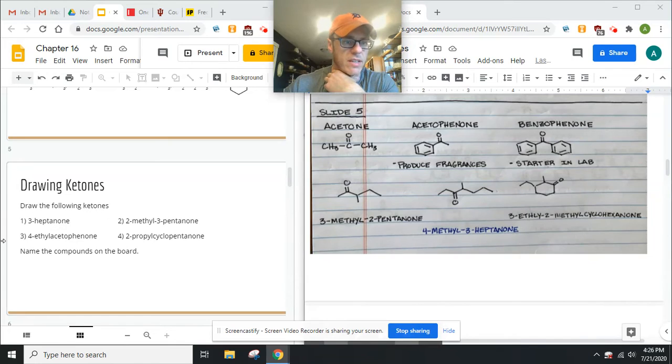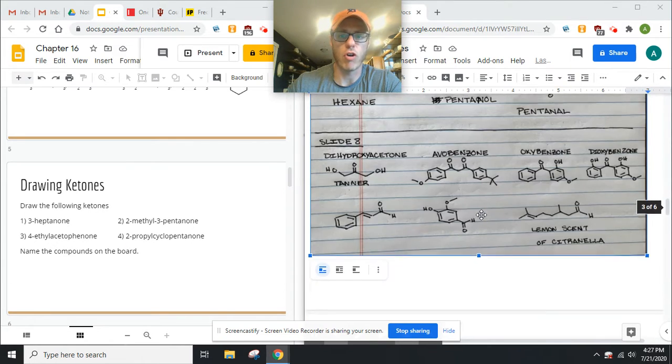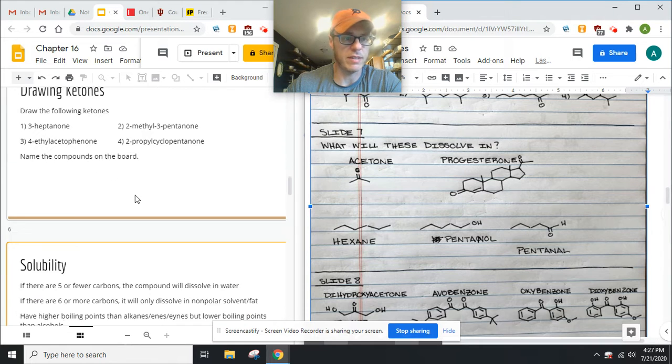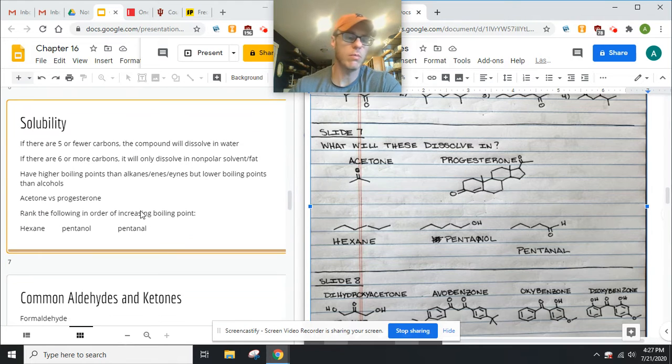All right, guys, for slide 6, you can see that there's 4 here that I've named. Those are drawing practice, so I'm gonna kind of zoom by those on the notes, and there's some you can name that I've drawn. So we're gonna go right to slide 7, solubility.